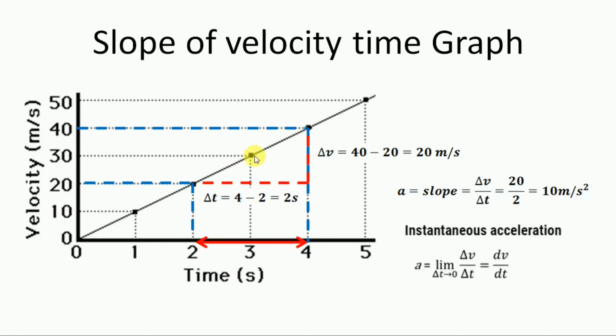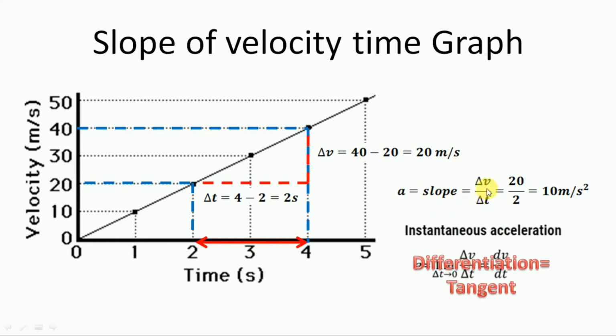To find the instantaneous acceleration, we have to make this time very small, so we have to bring these 2 points very near. Then we have to differentiate, and when we differentiate a function we get the tangent. So when we find the tangent to the curve, we are finding the instantaneous acceleration. So to find the instantaneous acceleration we have to find the tangent.